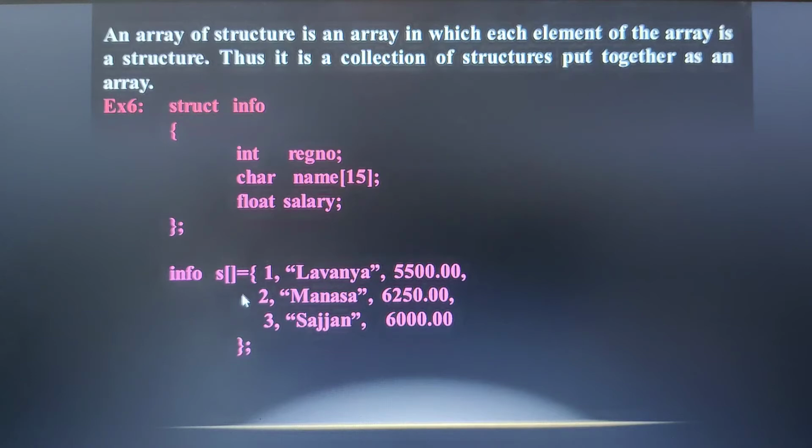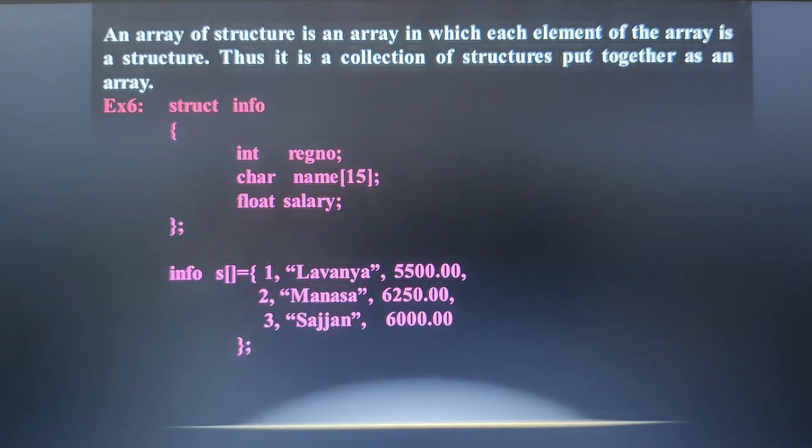So what is the size of this particular array of structure? It is 3, because how many initializations have I done? 3. If you look at the last one, I didn't give any comma, which indicates it is the end of the initialization. I hope you are able to understand. This is how we actually initialize the array of structure.